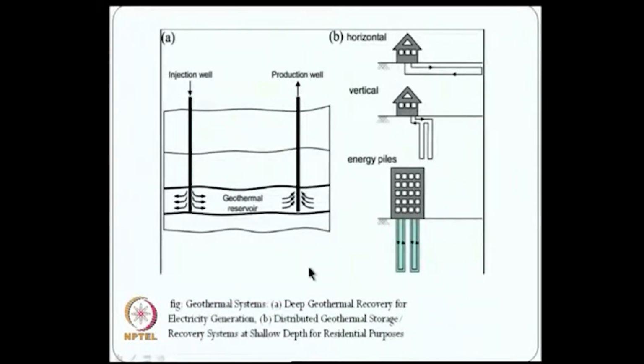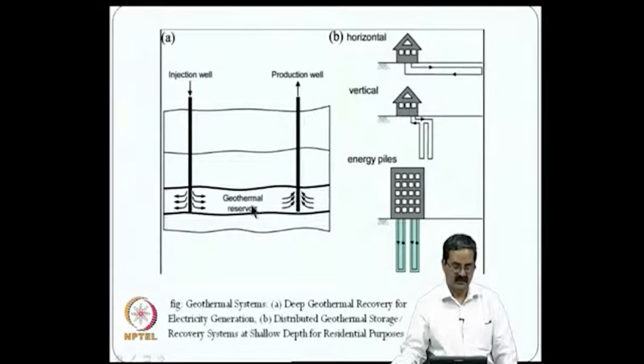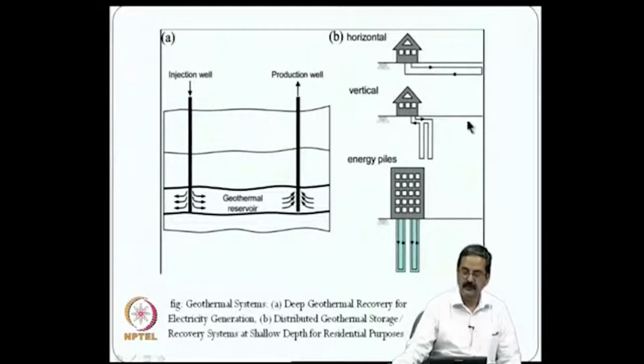Say for example, this is a typical figure. You have injection wells at depth, then you have production wells where you can recover that energy. You have deep geothermal recovery for electricity generation. Then there are also distributed geothermal storage and recovery systems at shallow depth for residential purposes. For houses, particularly in places like the Himalayas or even in the UK and other places where the climate is very cold in winter, people use room heating, which is a big source of energy consumption.